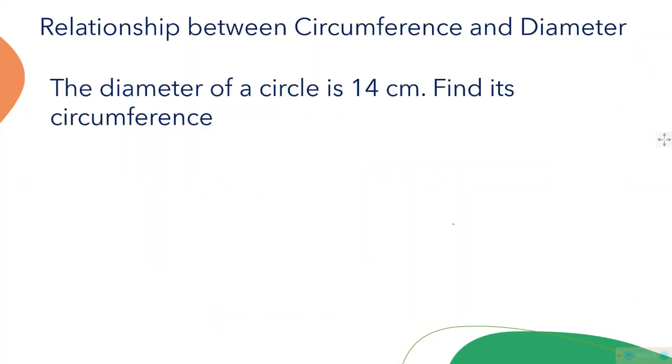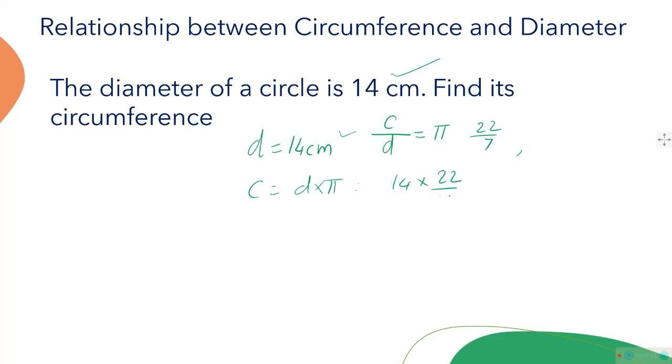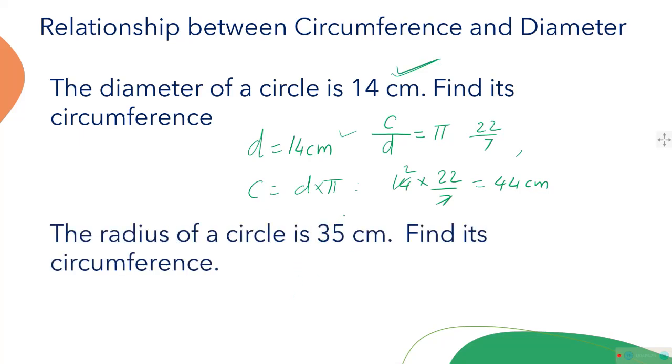So with respect to that, if the diameter of a circle is given as 14 centimeter, then you will do one thing: diameter is equal to 14 centimeter and the question is what is its circumference. We know that circumference upon diameter is equal to pi, which is equal to 22 upon 7. So circumference is equal to d into pi, correct? Which is equal to d given as 14 into 22 upon 7, which is equal to 2 times 22, 44 centimeter. Done.